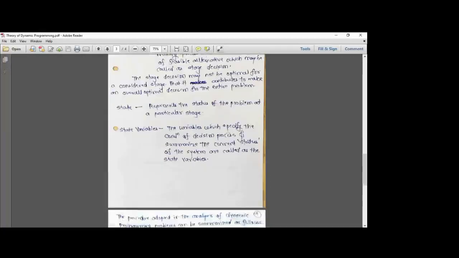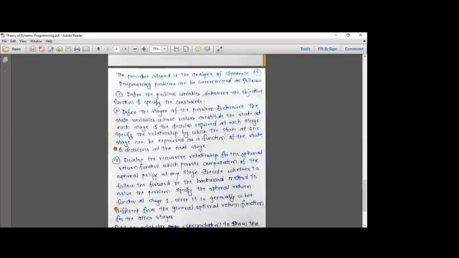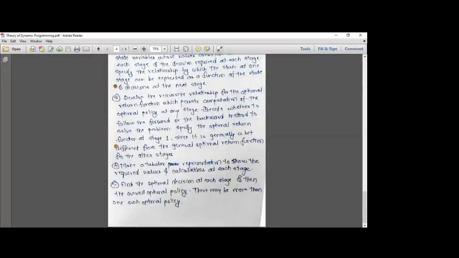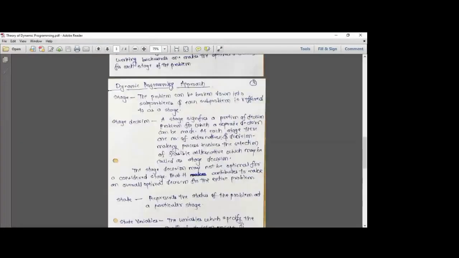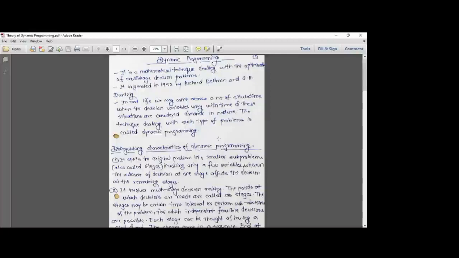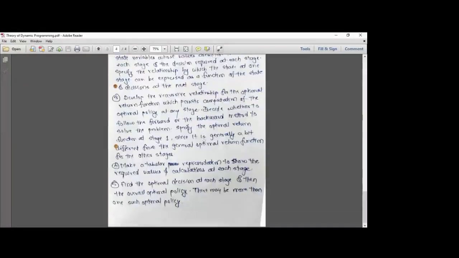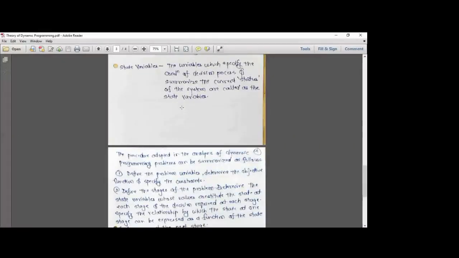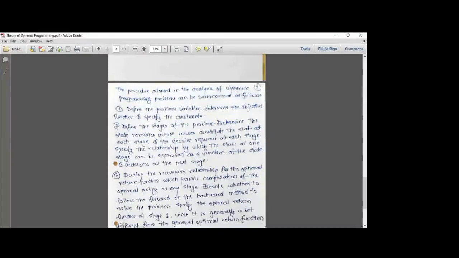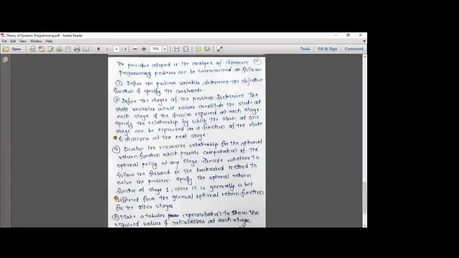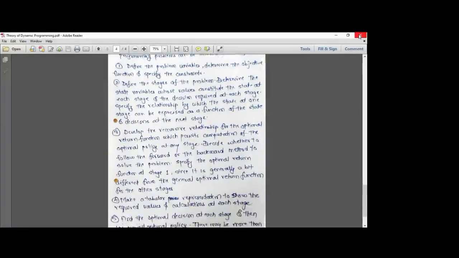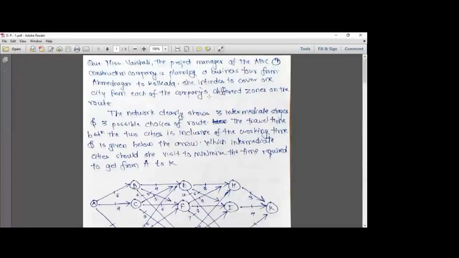I've written the generalized procedure for solving dynamic programming, but I won't be reciting it here for now. What I'll be doing is taking one numerical, and after solving it, you can read out this procedure and try to correlate. But again, this is a very generalized procedure for solving dynamic programming. The procedure changes when the type of the numerical changes.